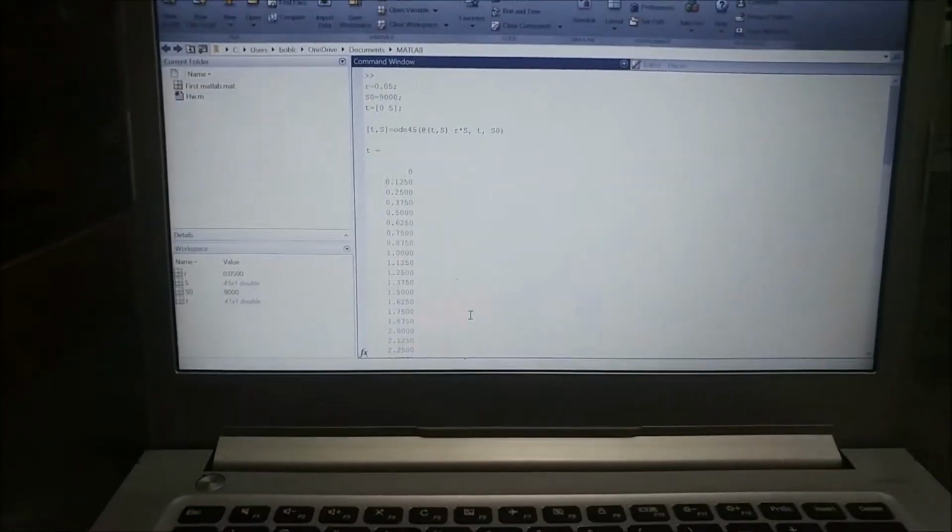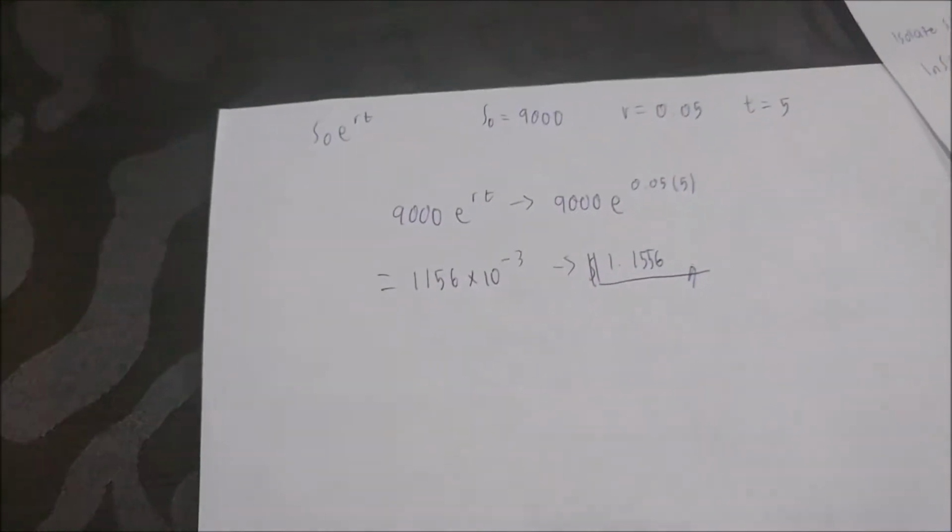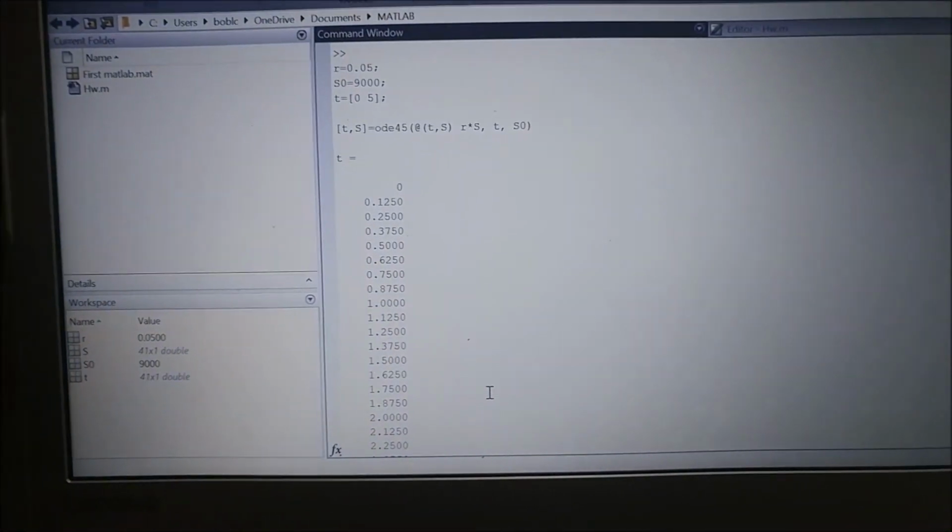So that's how you solve a compound interest problem by separable equations with the help of MATLAB.